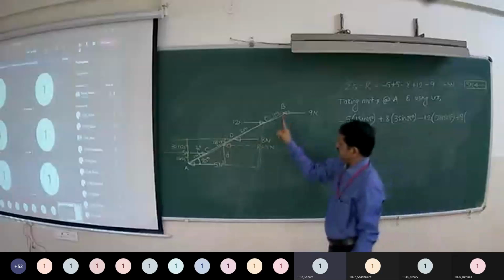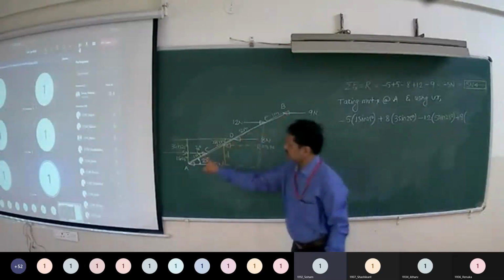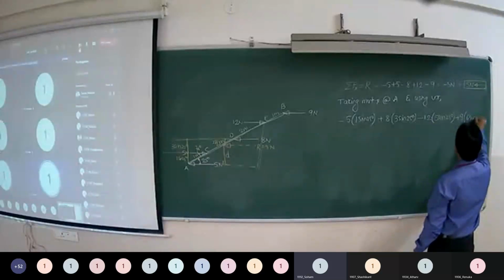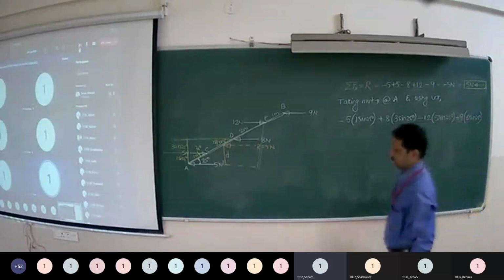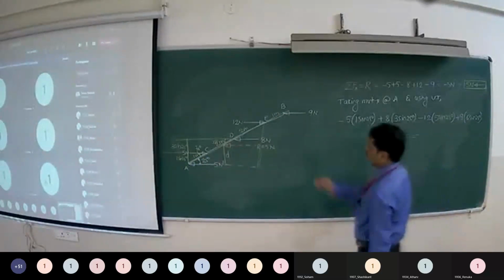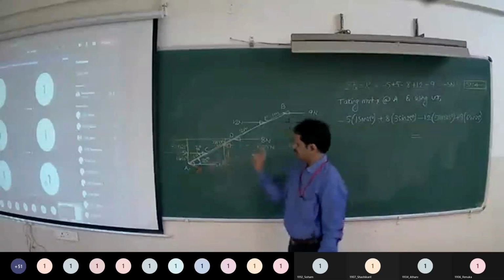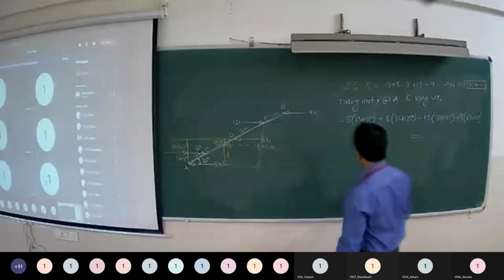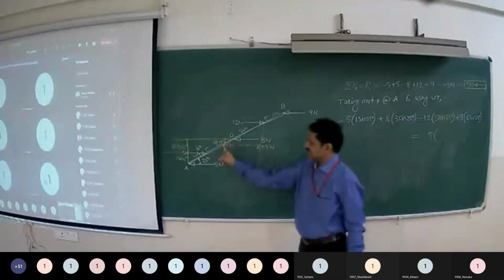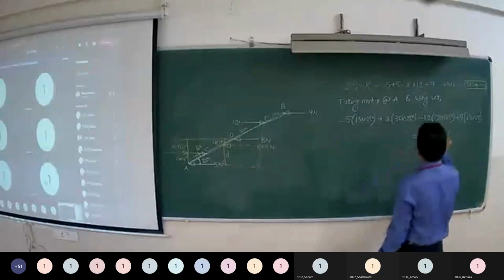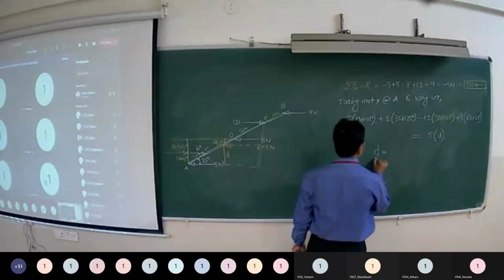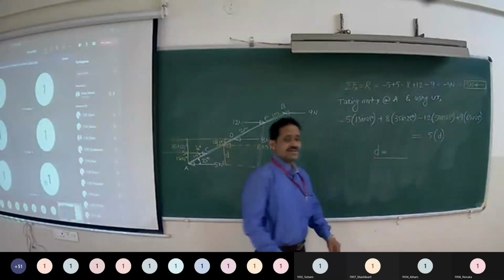9 into perpendicular distance, total distance is 6.6 sine 25. 9 into 6.6 sine 25. This is equal to the moment of resultant about A, sense is anti-clockwise. 5 into perpendicular distance is D. So solving this equation, you will get D. But D is not our answer.